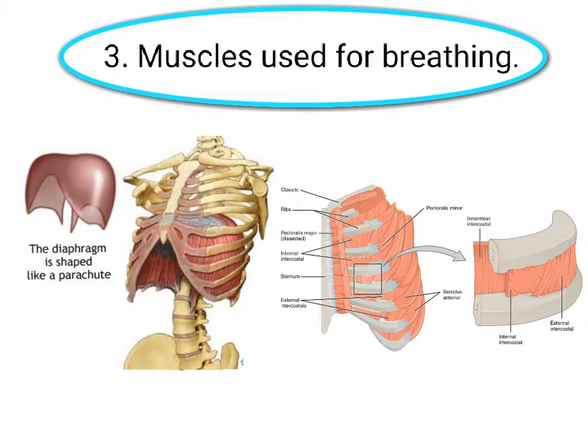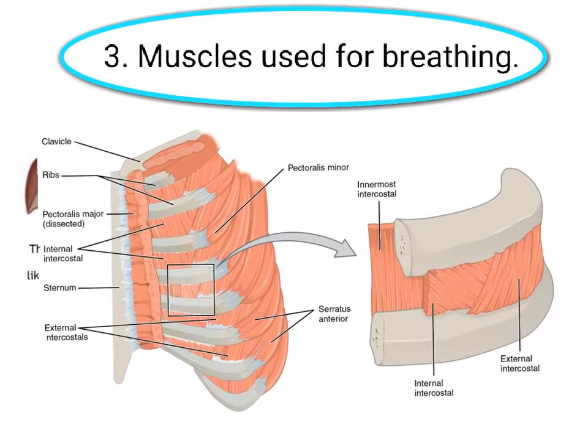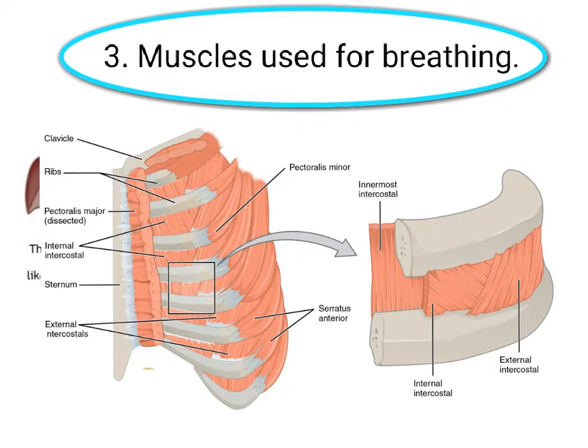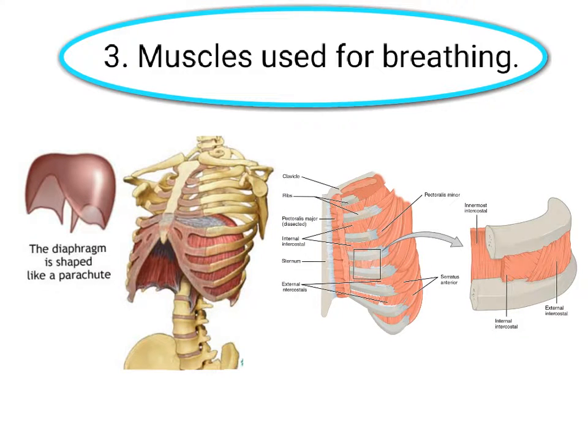Now I'm going to talk about muscles used for breathing. The respiratory muscles or breathing pump muscles form semi-rigid bellows around the lungs in the chest. It is a complex arrangement of all the muscles which are attached to the rib cage and help in generating the breathing action.